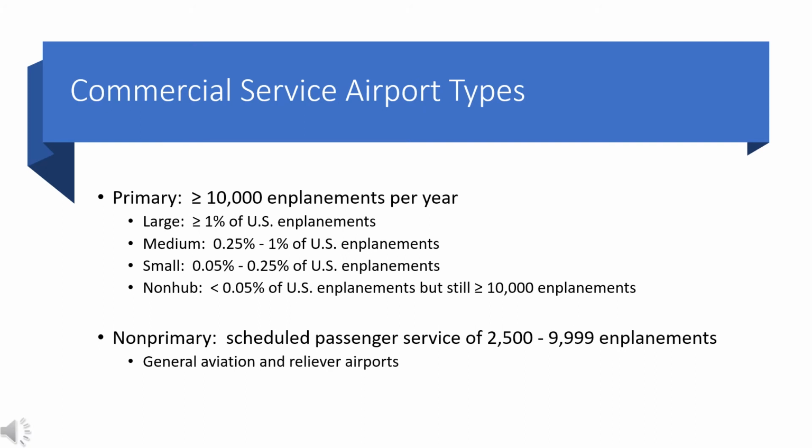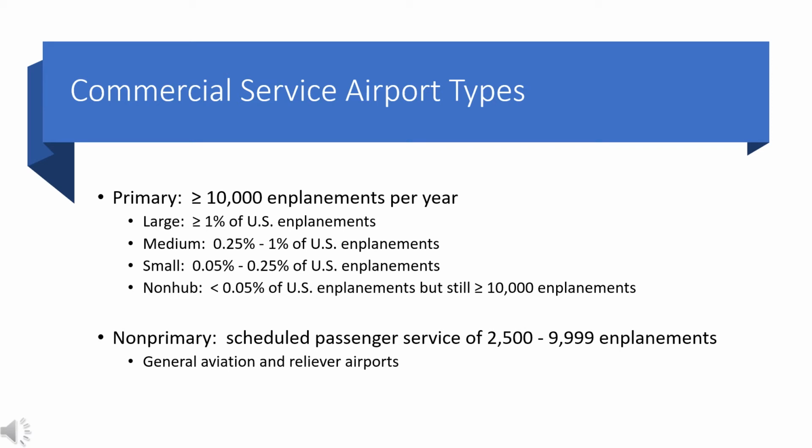Commercial service airports can be broken down into 4 types. Large hub airports operate at least 1% of the United States national enplanements every year. These airports are compiled into a list called the Core 30. Medium and small hubs offer progressively fewer flight options as seen on the slide, and non-hubs provide the least commercial air transport of the primary airports, at 0.05% of all national enplanements.